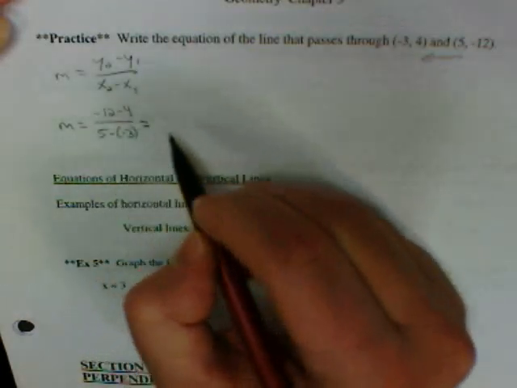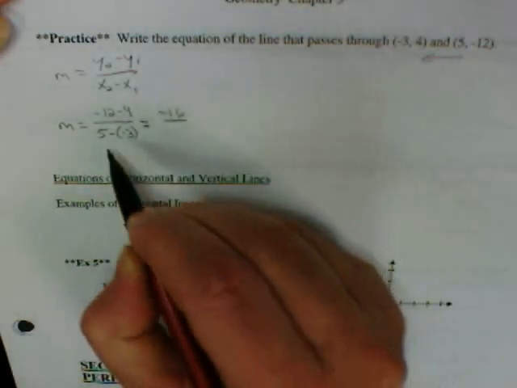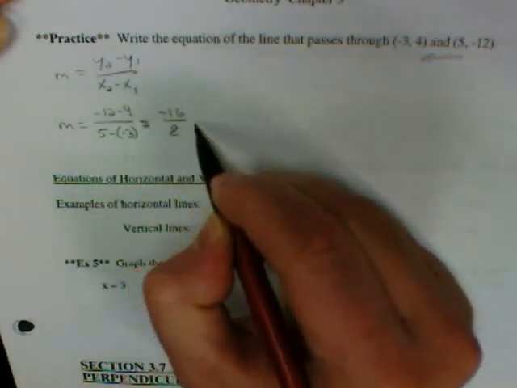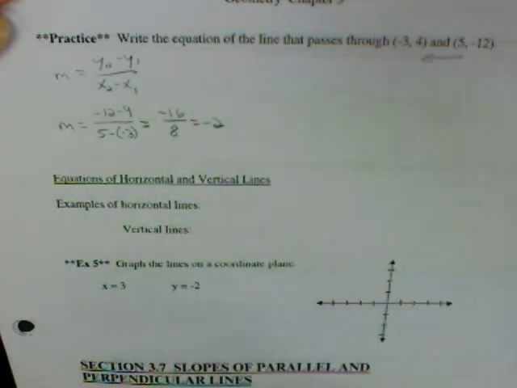By doing the math across the top there, that gives you negative 16. Back-to-back negatives become a positive, so that gives you a positive 8 on the bottom, and when you divide it out, you have a slope of negative 2.